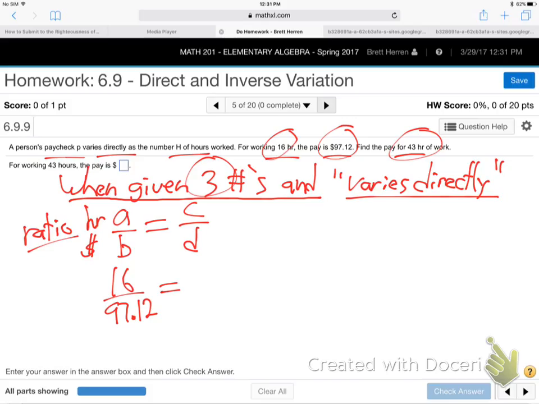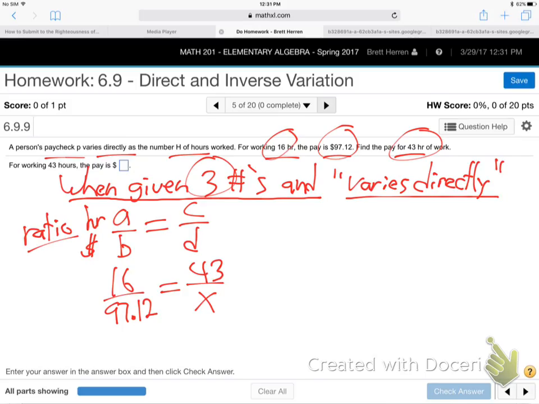43 hours, now where's that one going to go? According to my setup, 43 hours, should it go top or bottom? Yeah, I put hours on the top. You could totally do them both upside down, it's fine, as long as you're consistent. And so what's going to be the bottom? That's my x. Just like we did last time. Remember the ratio ones?